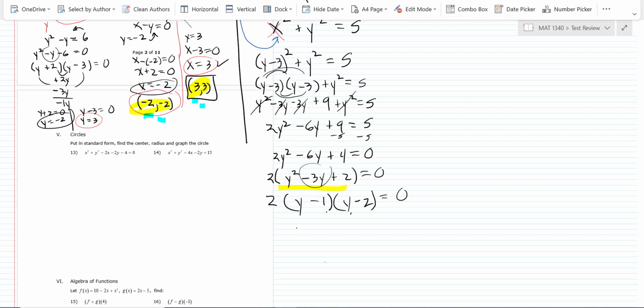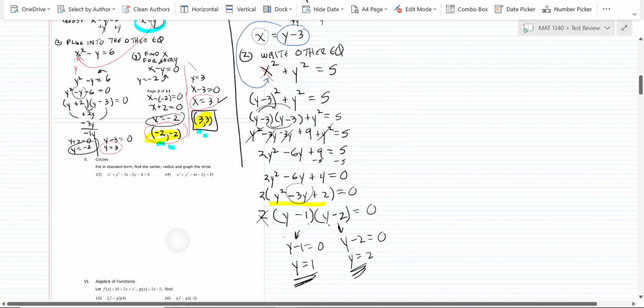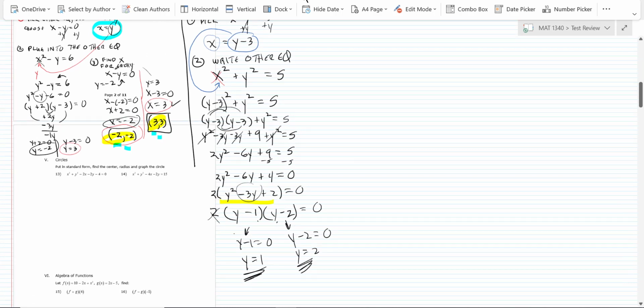Don't worry about the 2. That doesn't matter. This is y minus 1 equals 0. That gives you y equals 1. Remember, after you factor, you set each factor equals 0. So this right here gives you your 2 y values like that. Okay, so in step 2, which is the big part of the problem, you solve the equation after you've plugged one into the other.